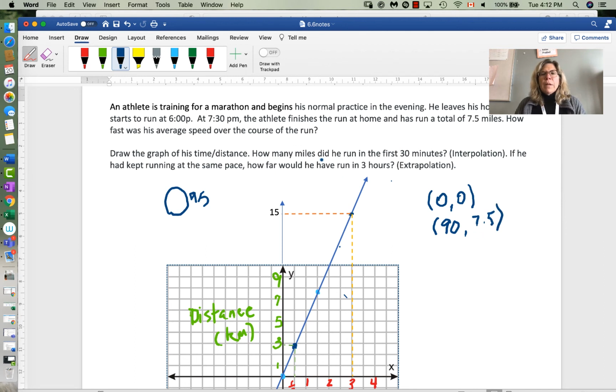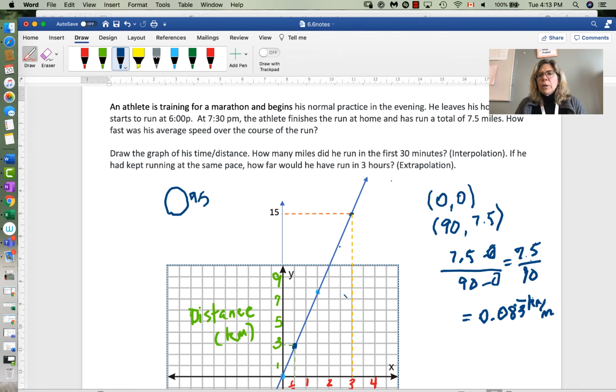So if you wanted to figure out his average speed, you could just simply take the y2 minus y1 over the x2 minus x1, 90 minus 0. And then you have 7.5 over 90. And that is your average rate, average speed. And that equals 0.083 repeating. And that's kilometers per minute.